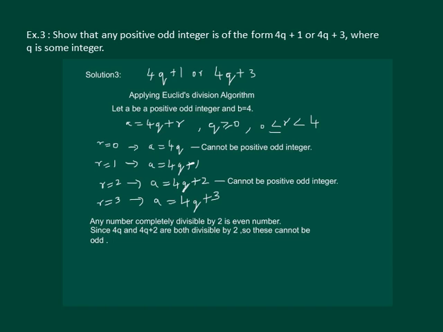And we are left with a equal to 4q plus 1 and a equal to 4q plus 3. So a equal to 4q plus 1 and 4q plus 3 are the odd forms of the integer. We will write, therefore, any odd integer is of the form 4q plus 1 or 4q plus 3.